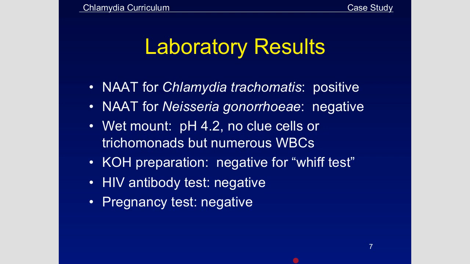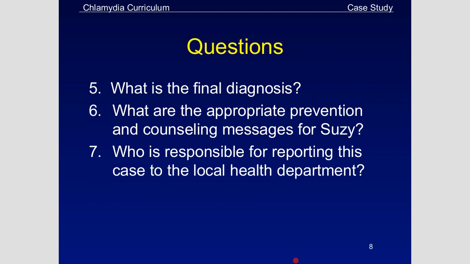They look at the wet mount of the vaginal smear, right? And there are no trichomonas, but there are numerous white blood cells. Again, that would suggest inflammation there, okay? They look for other tests, as we discussed today. HIV was negative, and of course, the pregnancy test was negative as well. Then we ask all these questions that are there.